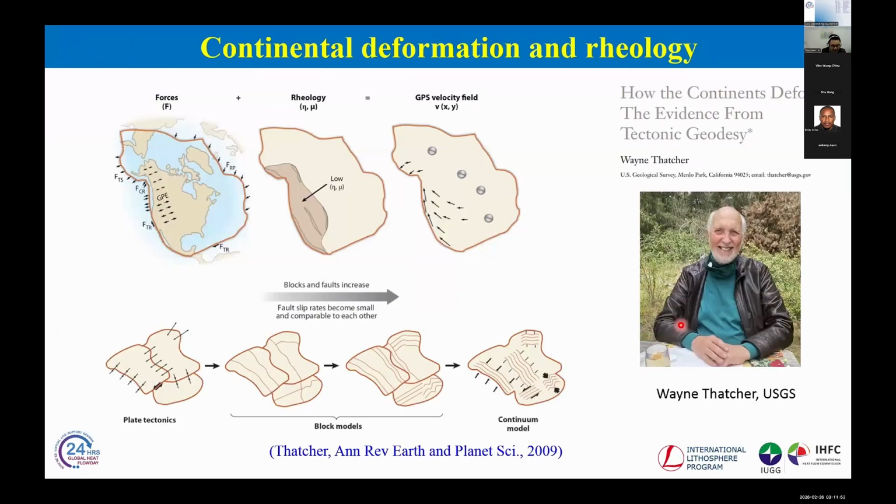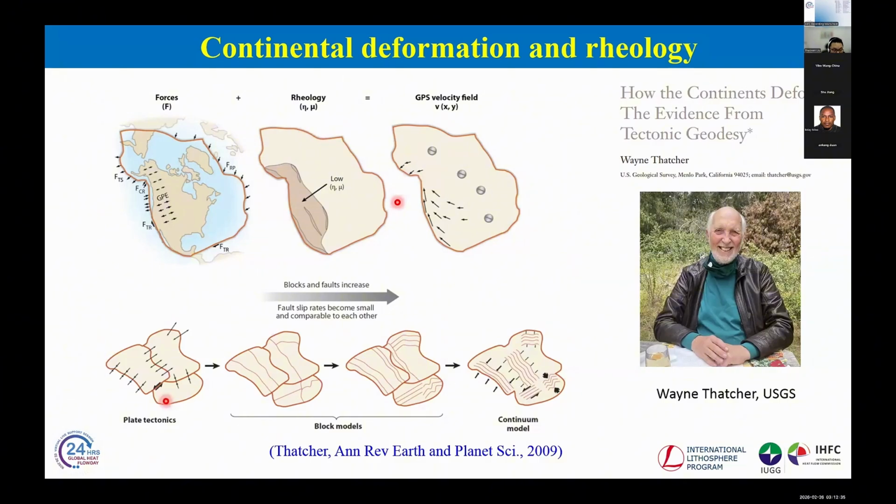So why does the continent show such a large difference in deformation style compared with the oceanic plate? I think the key is the rheology. Researchers from the USGS published a paper in the Annual Review of Earth and Planetary Sciences. We can see a simplified model of continental deformation: usually there are forces from the boundary and also from the interior of the continent, such as the high elevation of the Tibetan Plateau. So the rheology controls the deformation style.